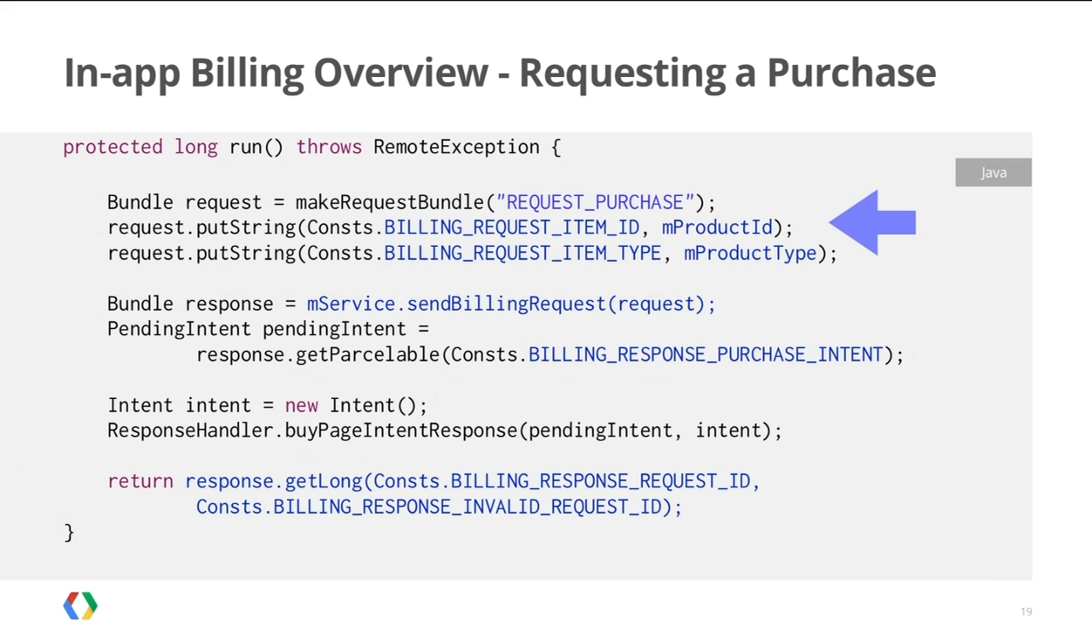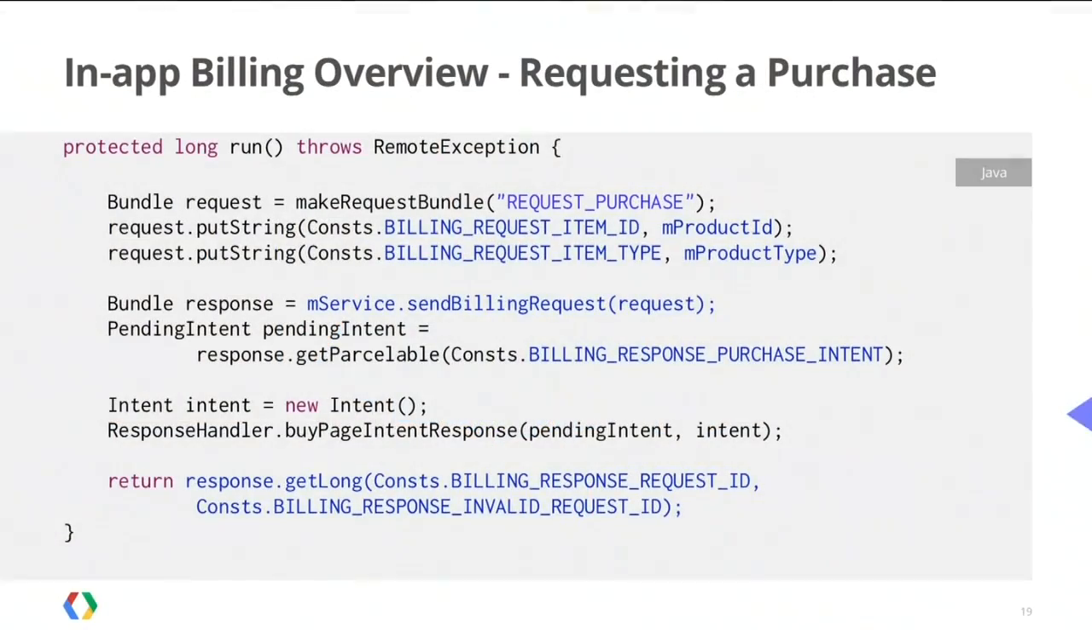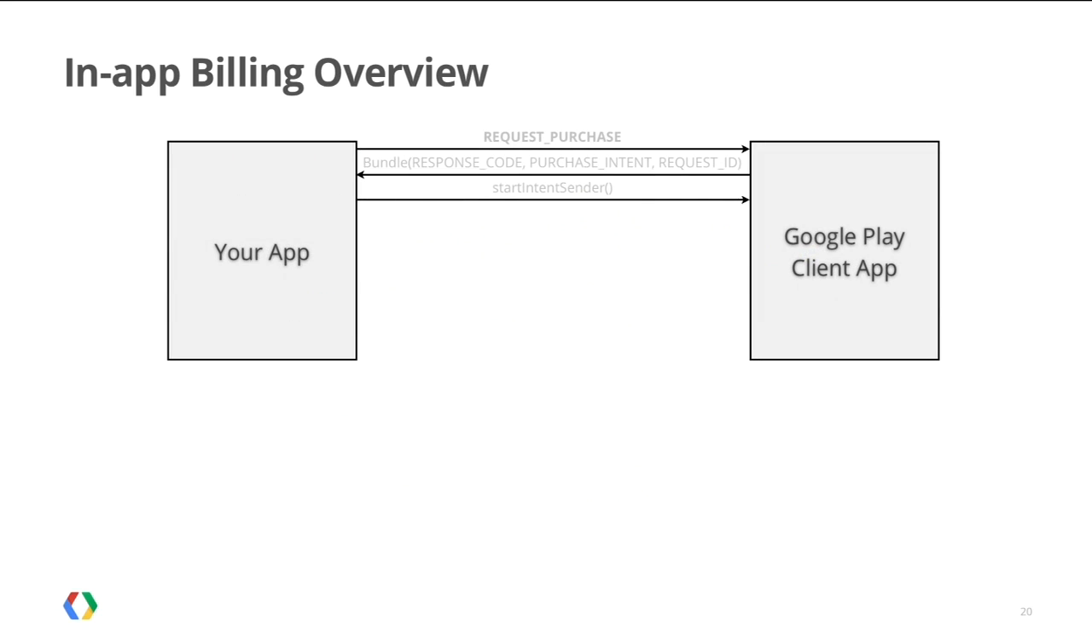bundle, then you basically send it to mService. mService is the market billing service. You trigger send billing request, you send over that request, and you get back a pending intent, the intent where you launch the Google Play UI. Okay, and then finally, your application can pop up the screen for purchasing.